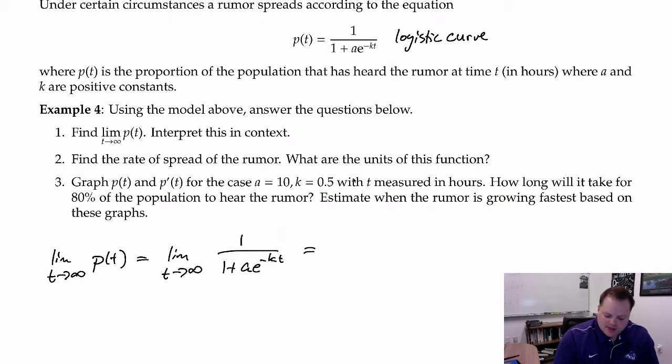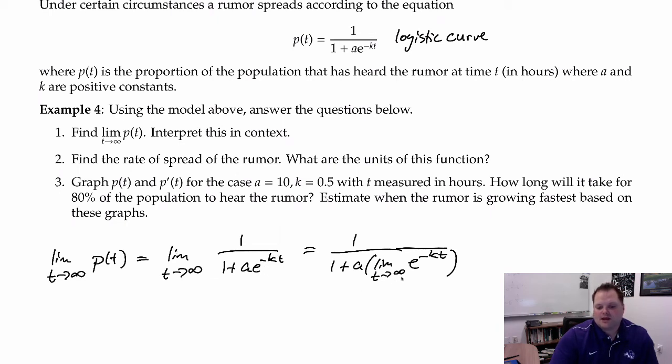So the limit of the fraction is the fraction of the limits. I would take the limit of the top and bottom. I would then bring the limit inside up until it hit a function of t, which is the e to the minus kt term here in the denominator. So the limit operates just on this function of t right here.